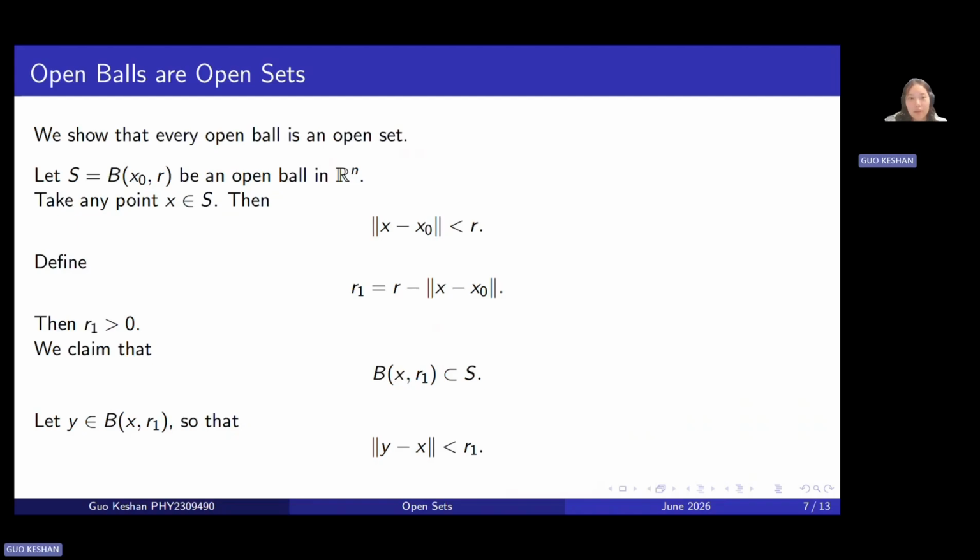Since x belongs to the ball, its distance to the center is less than the radius. We then define a new radius r1 as the difference between the original radius and the distance from x to the center. Because this difference is positive, the smaller ball exists. Our goal is to prove that this smaller ball is completely contained in the original ball.